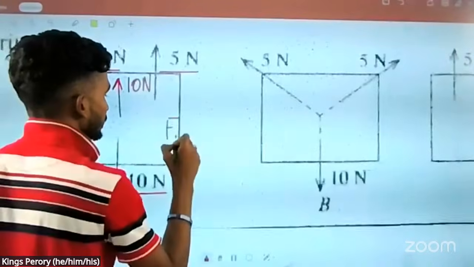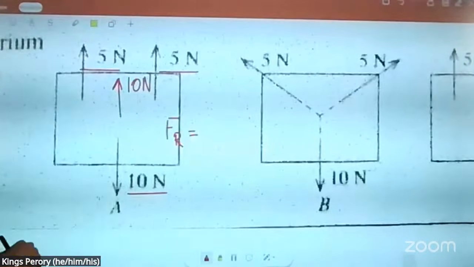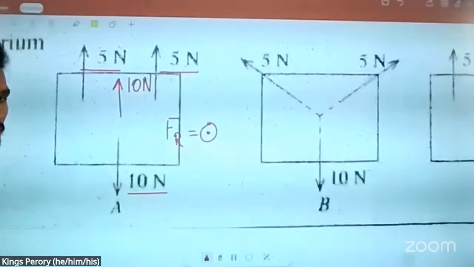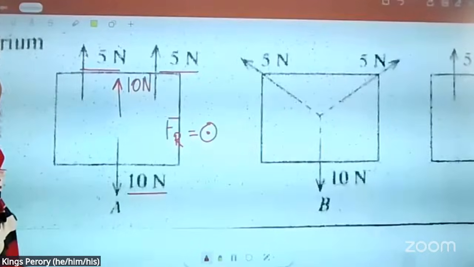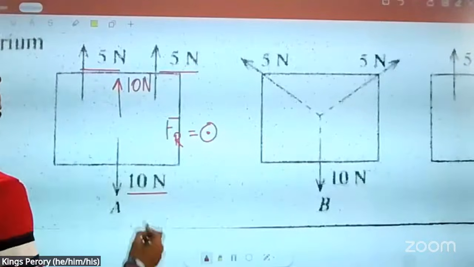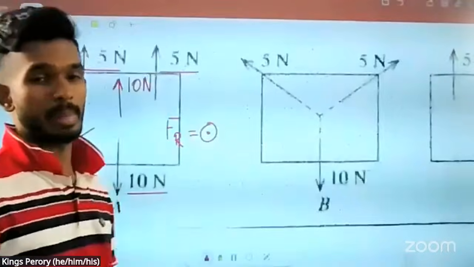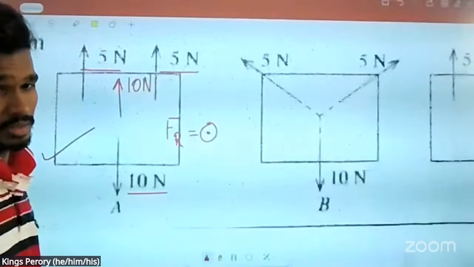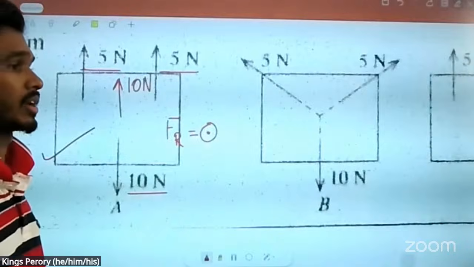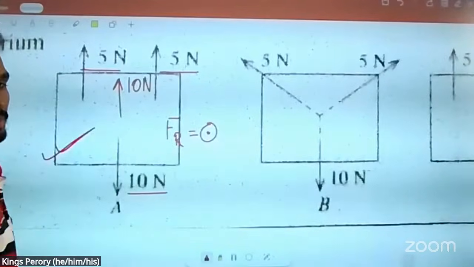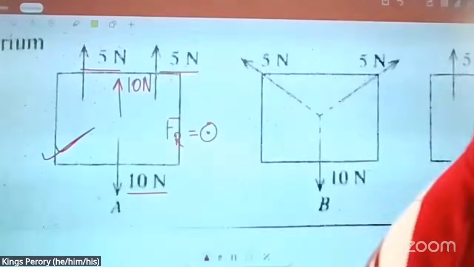Now what's the result? 0. Will it rotate or will it be at equilibrium? At equilibrium. So in situation A, the upward and downward forces are balanced. This won't cause any rotation. Then it's guaranteed to be at equilibrium.